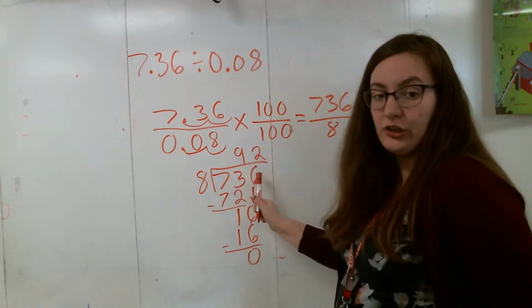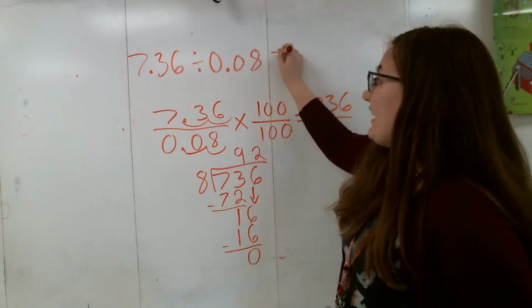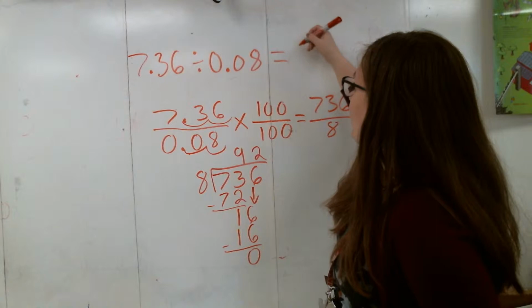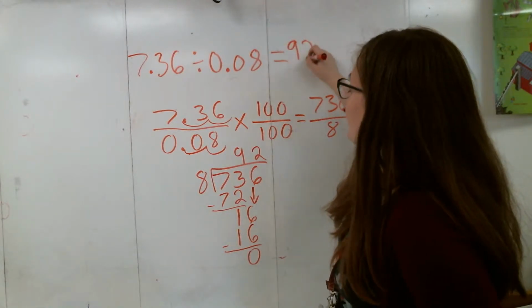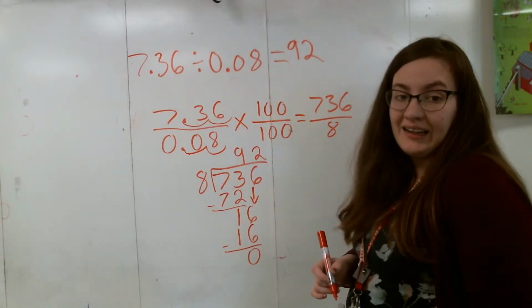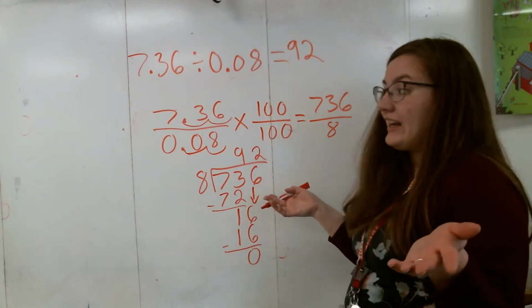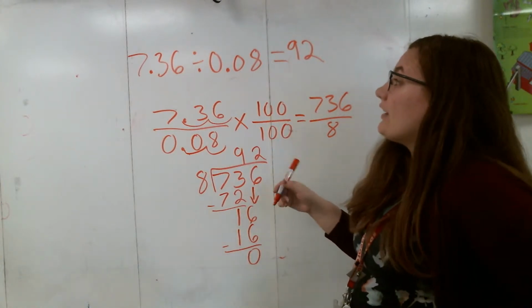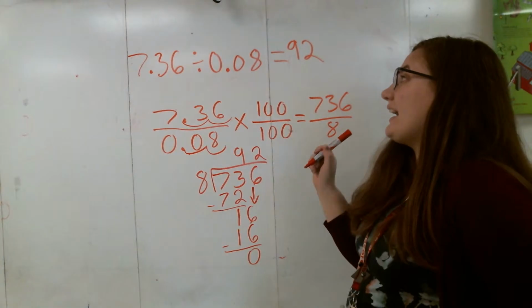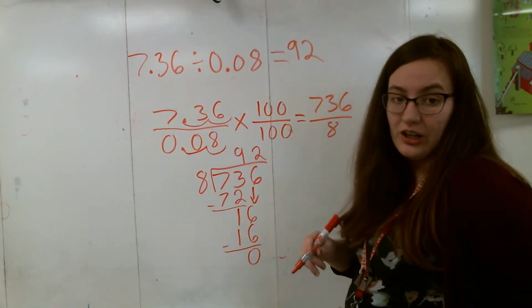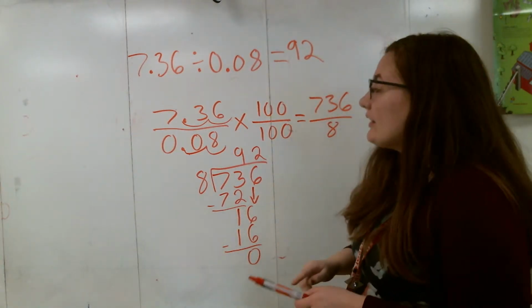This 92 right here is my quotient, my answer to this problem. So I will put that right there. And that is the final answer to this problem. So 7 and 36 hundredths divided by 8 hundredths is 92 hundredths. And that's all we got to do.